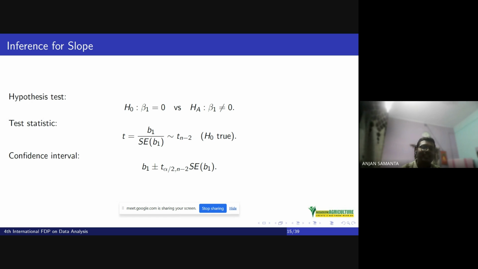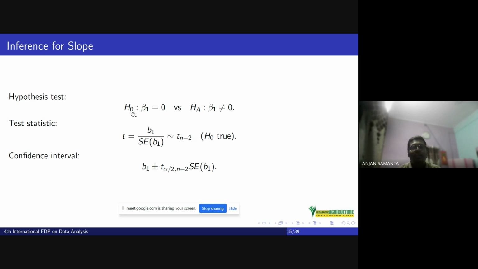To check the statistical significance, we do something called hypothesis testing. In hypothesis testing, there is a null hypothesis that we have to assume. The null hypothesis is about beta 1. What is beta 1? Beta 1 is the slope parameter. In the regression there are two parameters, y equals a plus bx, and we check whether a and b are significant or not. In the null hypothesis, we assume that a and b are 0.